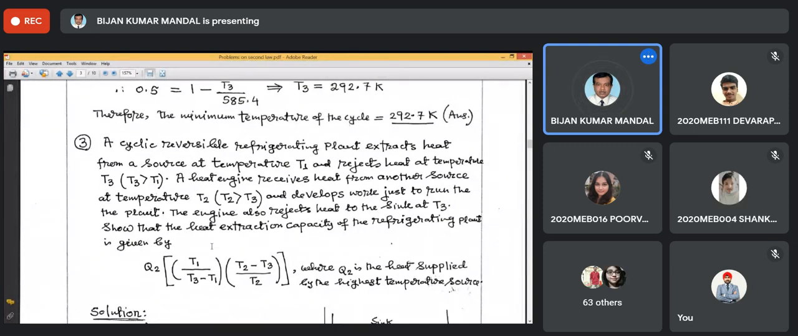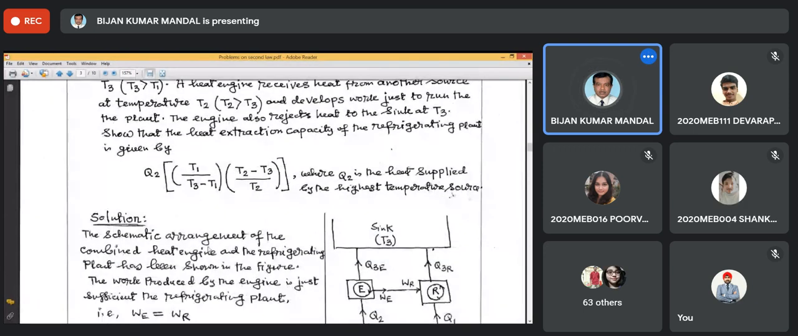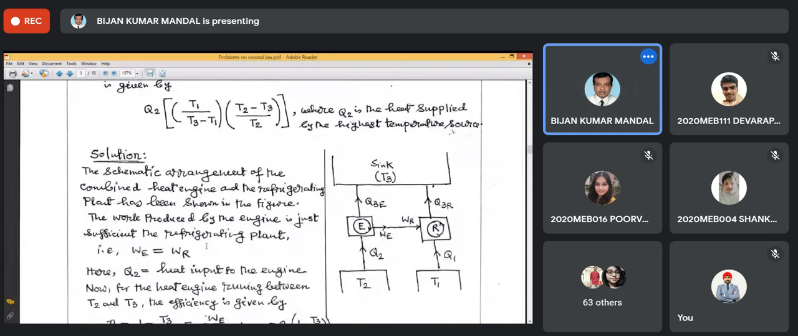Now let's go to this. Now the situation is here. What is happening? There are three temperatures, T2, T1 and T3. Now what is happening here? This part is running as the engine.